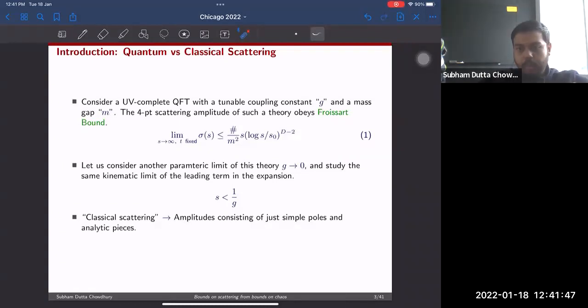Since this was a full quantum theory, a UV complete QFT, let us consider another parametric limit of this theory where we tune the coupling constant to 0. And we study the same kinematic limit of the leading term of the expansion. What I mean is that I'm looking at energies which are far lesser than 1 over G. Therefore, we don't probe loops in the theory.